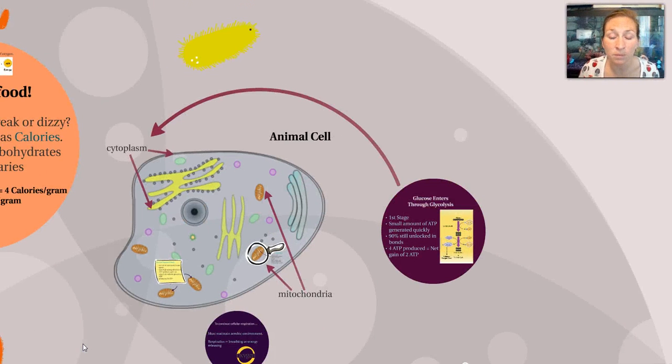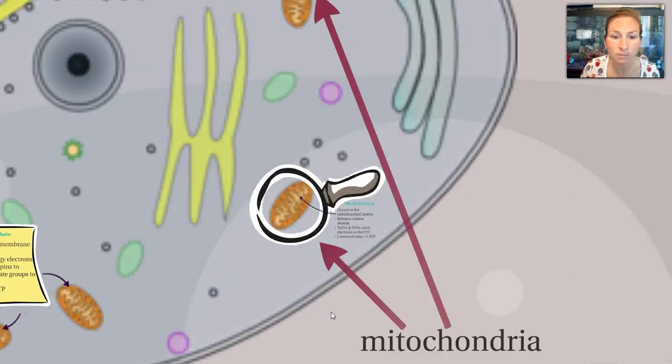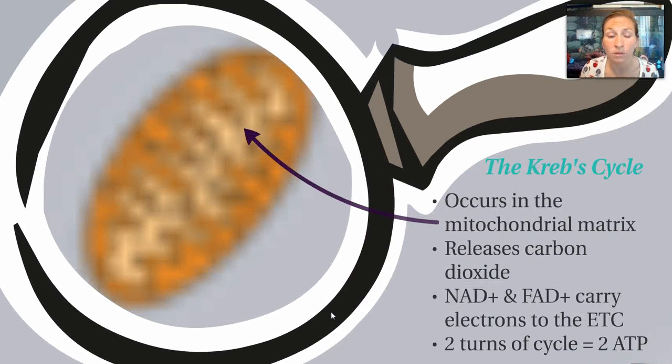So the rest of the stages of cellular respiration actually occur in the mitochondria, as I'm pointing out here. And taking a closer look, the next stage, the Krebs cycle, occurs in the mitochondrial matrix, so that inner portion of the mitochondria, the ketchup of the hot dog, if you like to think of the mitochondria as being a hot dog.